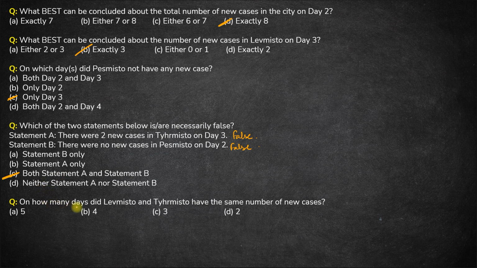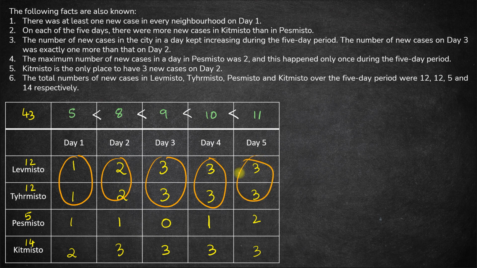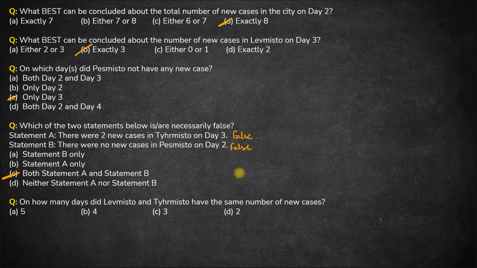Next, on how many days did L and T have the same number of new cases? L, T should have the same new cases. So this is day 1, 2, 3, 4, 5. Basically on each of these days, L and T had the same number of new cases. So the answer must be all 5 days.